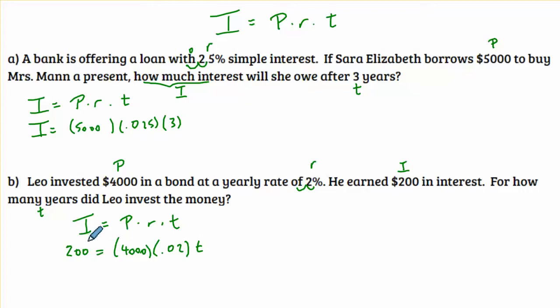So you have 200 is equal to 4,000 times 0.02 times T. At this point, we're going to go ahead and do this multiplication. And at that point, you've got this coefficient, whatever this number is, times T, and you draw your river and get T by itself, and that will tell you how many years he invested.